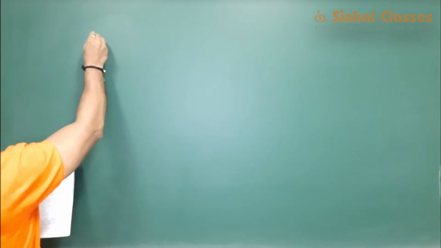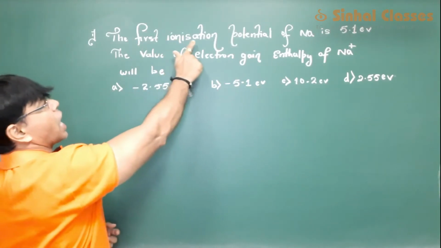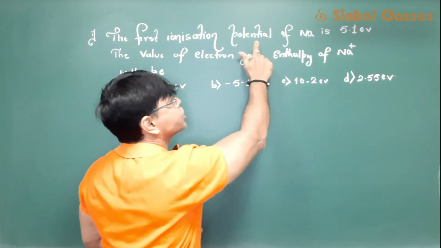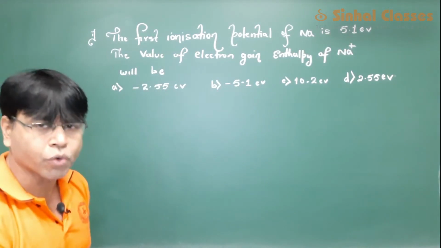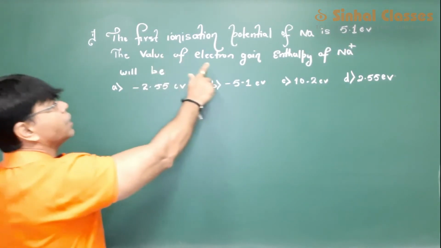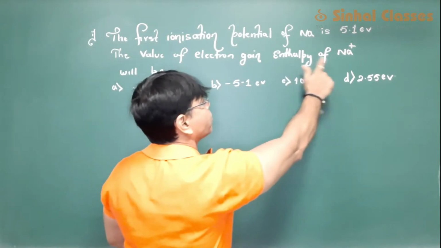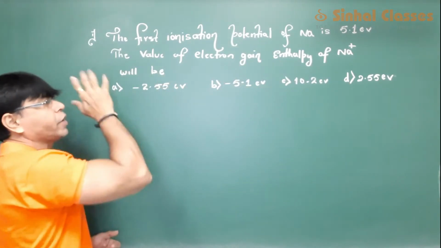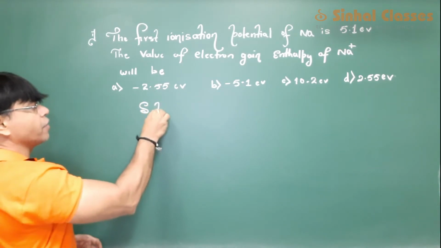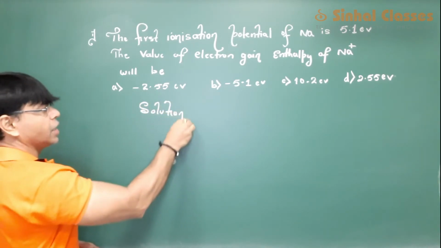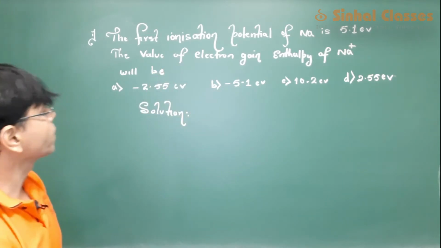The important question: the first ionization potential of sodium is 5.1 electron volt. The value of electron gain enthalpy of sodium ion will be. Now this is a very interesting question and a very simple one. Let's see the solution part.